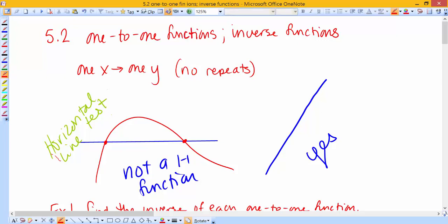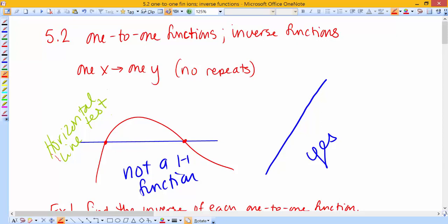Okay, so one-to-one functions. One-to-one functions mean nothing repeats. A function has no repeated x values. There cannot be an x used for two different y values. A one-to-one function means nothing can repeat. No x's, no y's. No repeats at all.